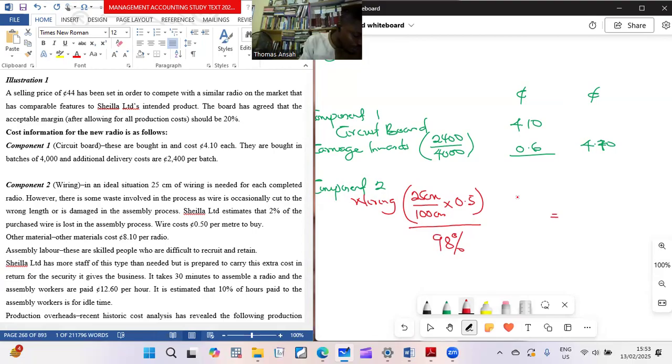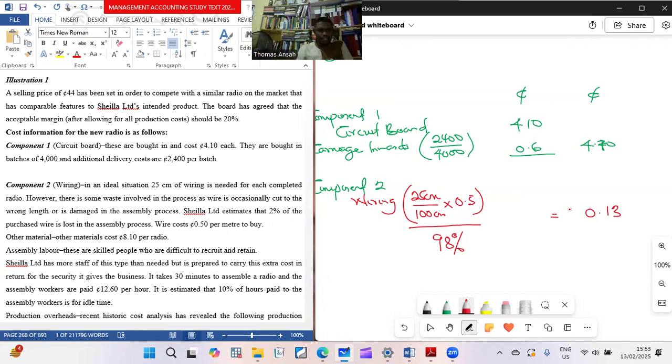So what would that be if I now do 2.25 over 100 multiplied by 0.5, divided by 0.98? That gives me 0.128. So let me say 0.13. All right, so that is that.